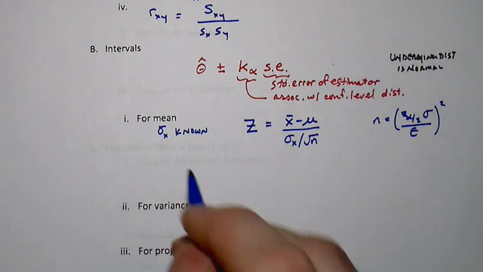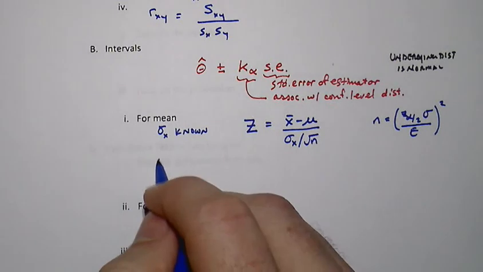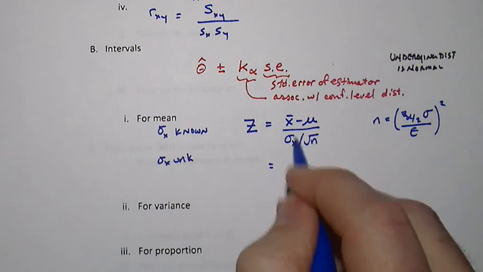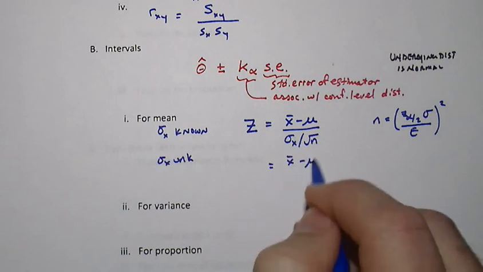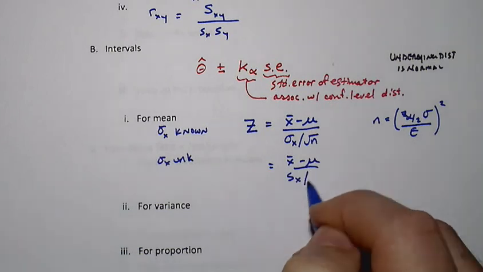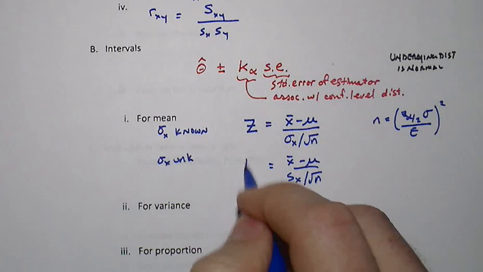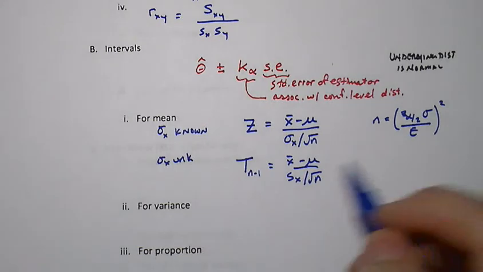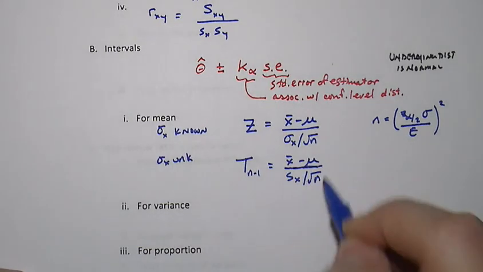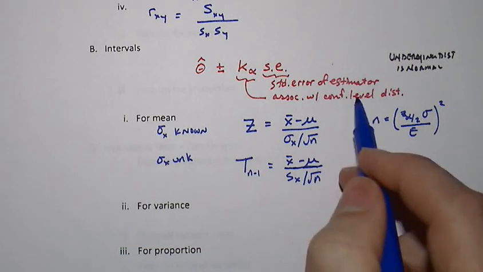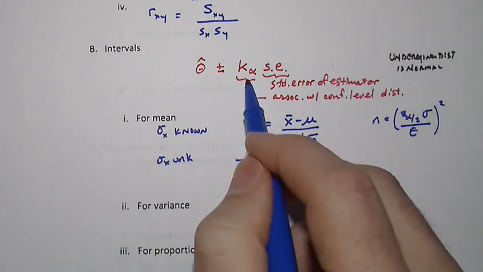Now, when sigma x is not known, then we substituted in what we found from the sample. That would be just substituting in the sample standard deviation, and that became the t-distribution with n minus 1 degrees of freedom. Right? And so once we had set the confidence level that we wanted, that gave us the alpha. And if it was one-sided or two-sided, that gave us this right here.